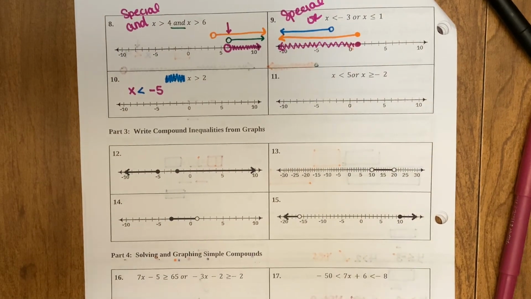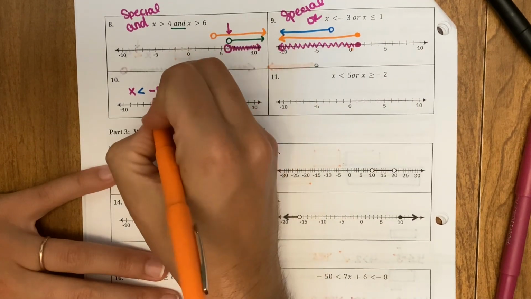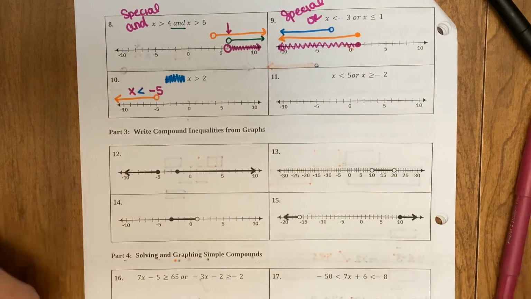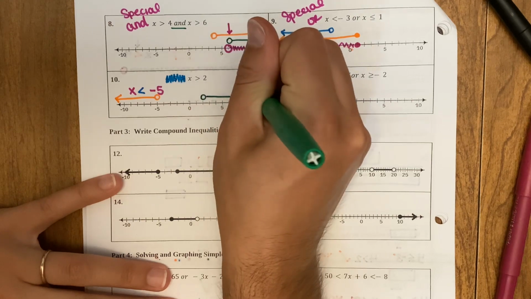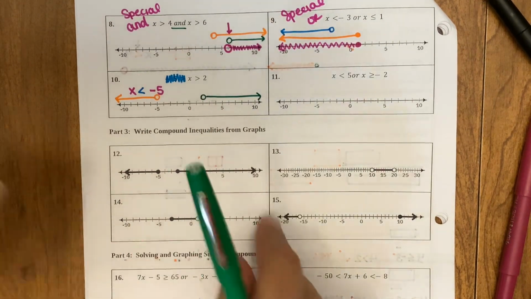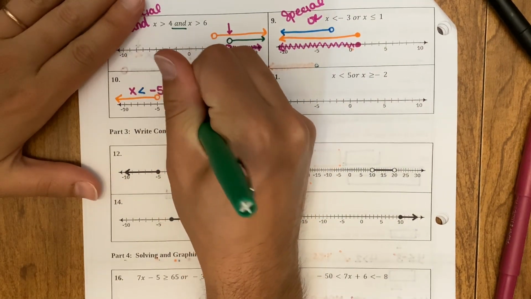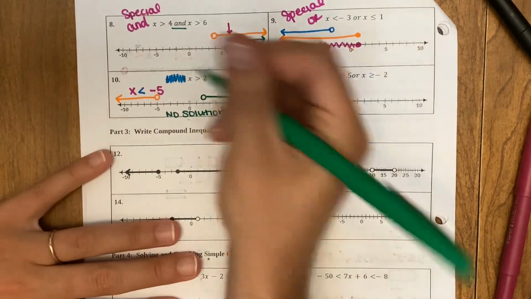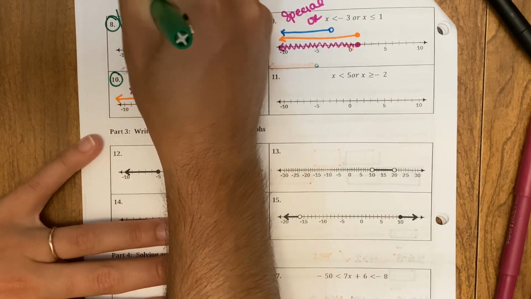Again, this is an and because it's squished. I'm going to shade above again. So I have an open bubble on my -5, and we're shading to the left. I have an open bubble on my 2, we're shading to the right. So remember, with an and, we want the overlap. Do these two graphs overlap? No. So this is actually no solution. So this is also a special. So these are both special ands.